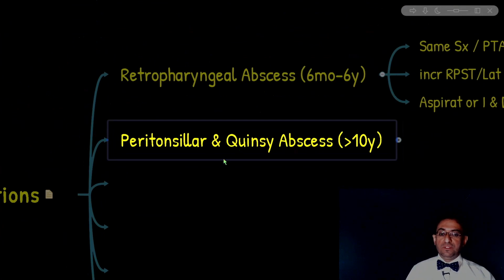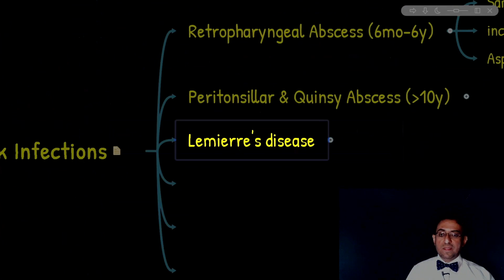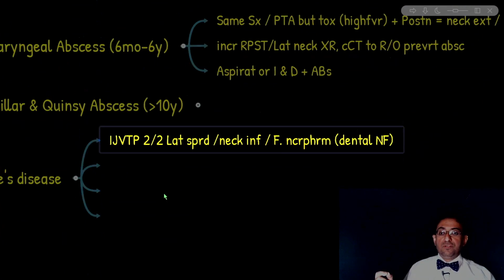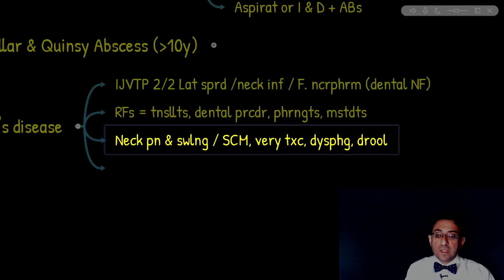Okay, now moving to one of these complications, which is Lemierre's disease. What is it? It's internal jugular vein thrombophlebitis due to lateral spread of neck infection, and it is mediated by a dental normal flora, Fusobacterium necrophorum. However, mastoiditis could also be an underlying etiology. Now, what are the symptoms of Lemierre's disease? Again, we have dysphagia, neck pain, drooling, and in this specific case, we are dealing with a very toxic patient with very high fever, and specifically we have sternocleidomastoid muscle edema and swelling.